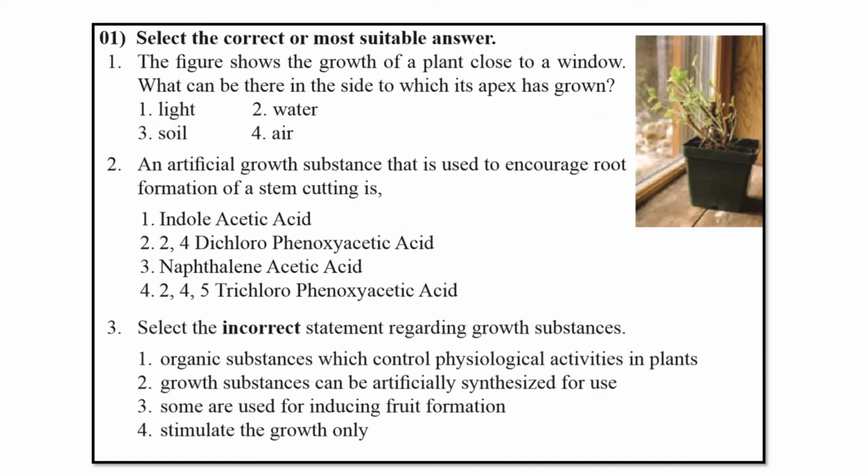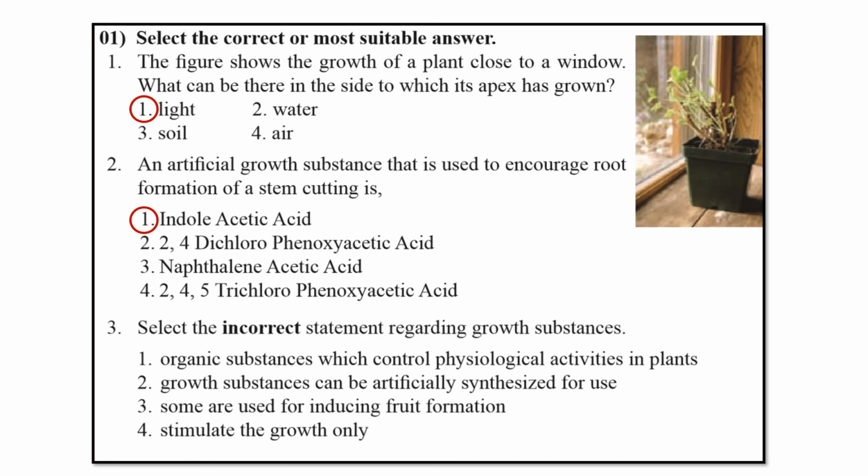Now select the correct or most suitable answer for the following multiple choice questions. Number 1. The figure shows the growth of a plant close to a window. What can be there on the side to which its apex has grown? That is light. Number 2. An artificial growth substance that is used to encourage root formation of a stem cutting is indole acetic acid.